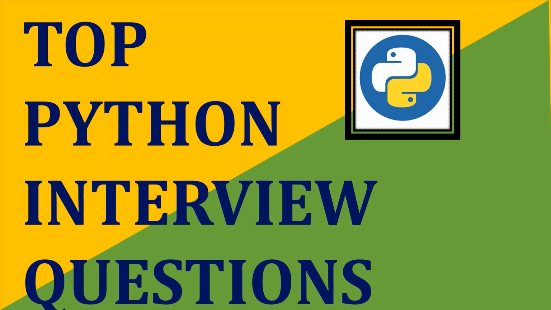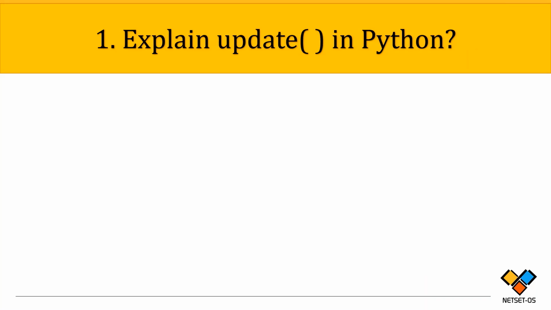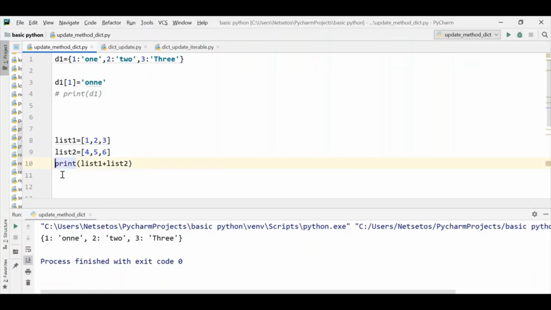So the first question is, explain the update function in Python. If we have to merge two lists, we need to use the concatenation method. But for merging dictionaries, we use this update method. Let's see its syntax first.